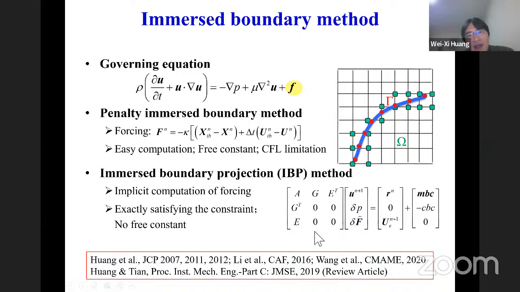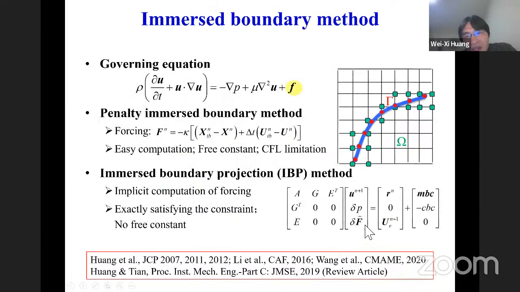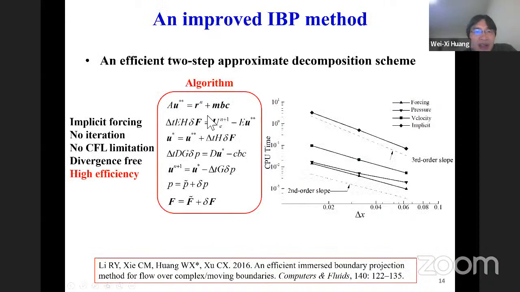So here we develop an improved version, called the efficient two-step approximation. We just decompose the momentum forcing and the pressure step by step, and then we only need to add a small modification to the original solver. First we solve the intermediate velocity, then solve the momentum forcing to enforce the no-slip condition, and then solve the pressure Poisson equation to enforce the divergence-free condition.